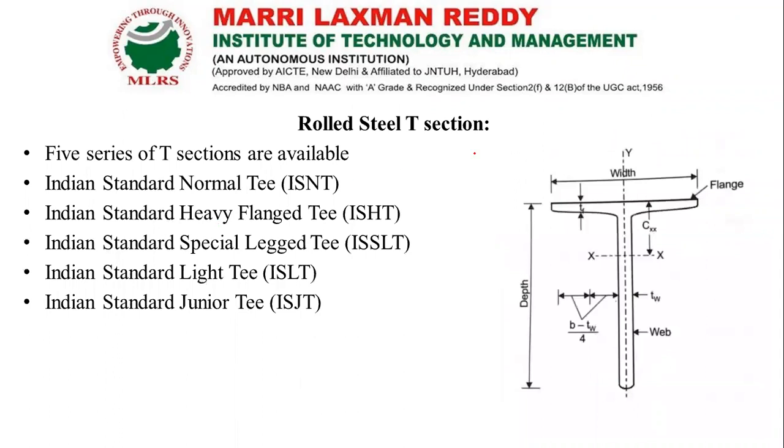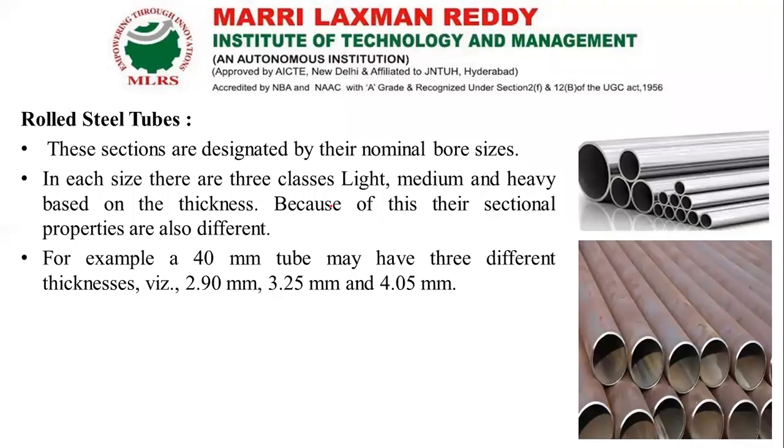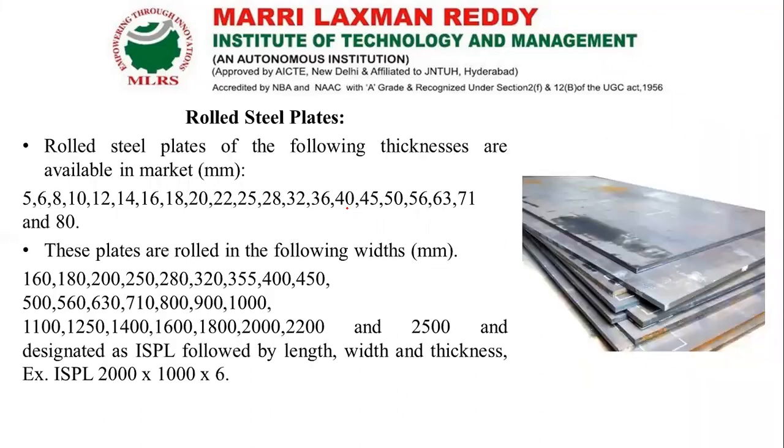Next, rolled steel T sections. They can be classified into ISNT, Indian Standard Normal T, ISHT, Indian Standard Heavy Flange T, ISSLT, Indian Standard Special Legged T, then ISLT, Indian Standard Light T, and ISJT, Indian Standard Junior T. Then rolled steel bars: Indian Standard rounded bar, Indian Standard square bar. These are the common sections we are going to have. Next, tubes. Tubes may be either square, rectangular, or circular.